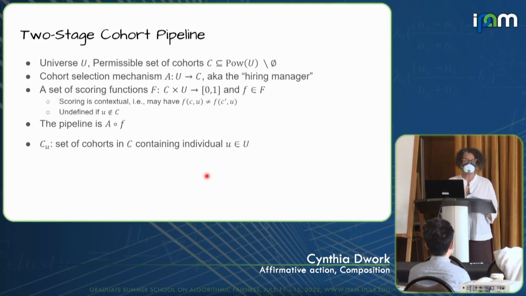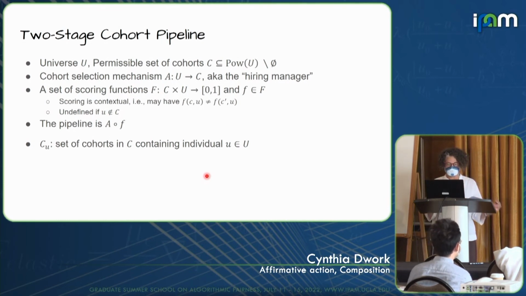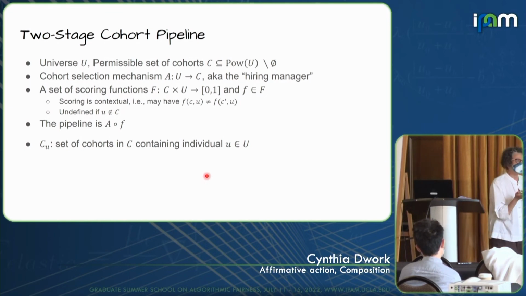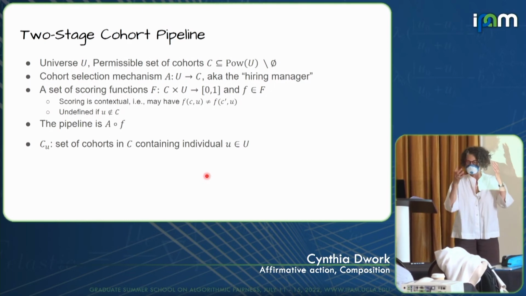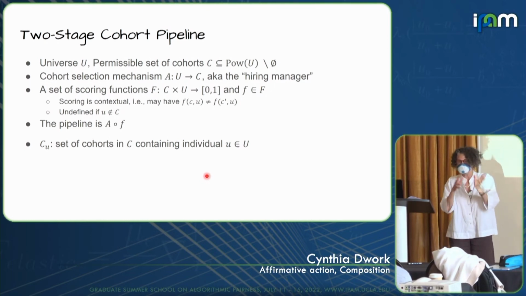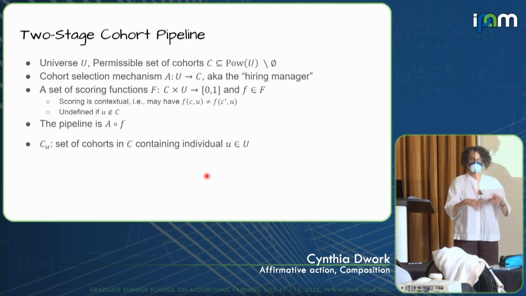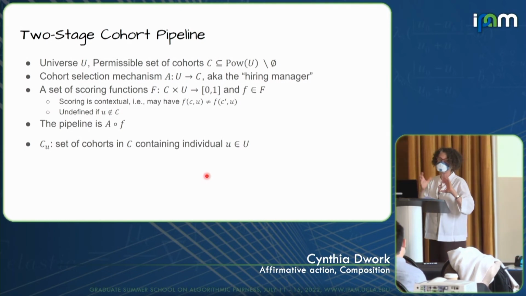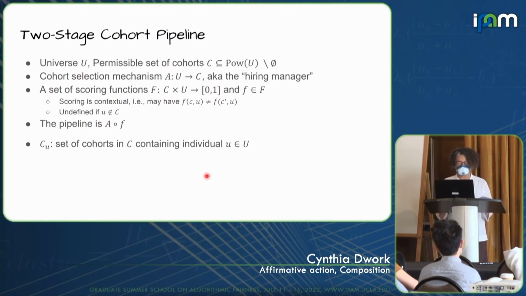Okay, so we're going to let C sub U denote the set of cohorts in our collection of cohorts that contain individual U. And you know, there can be constraints, like when the hiring is done, you might need one person who's an expert on front end, and somebody else who's an expert on back end. You can have different skill sets that are captured in these different cohorts.